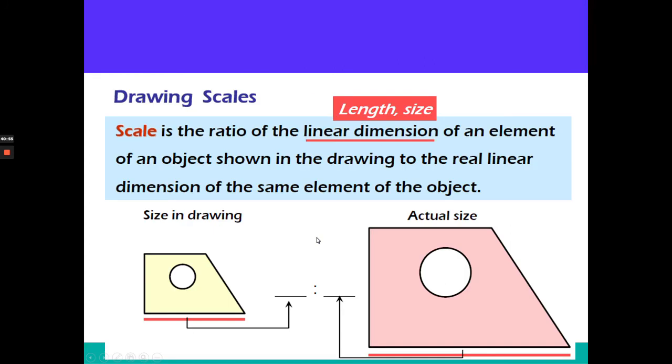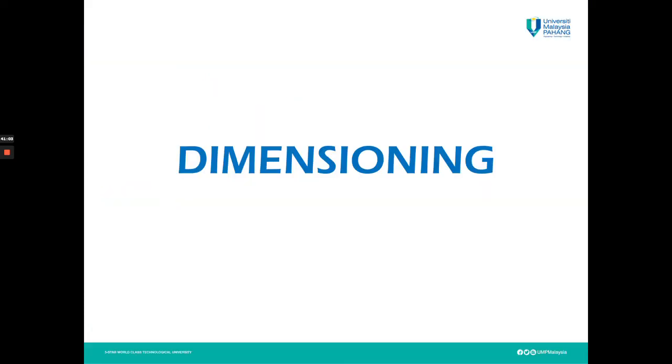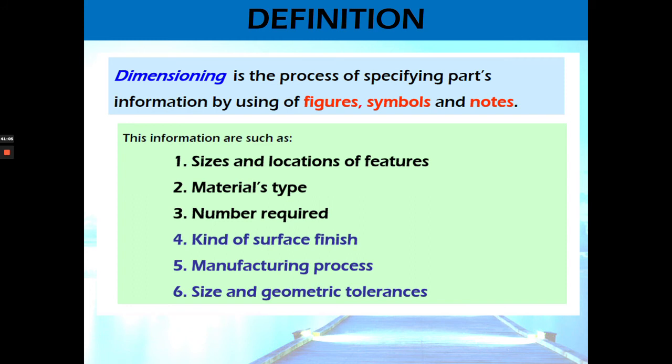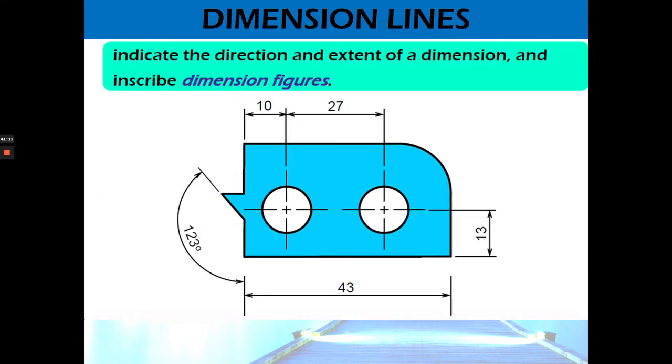Do this, okay? And then the scale is the ratio. This one is the drawing scale, which I talked about previously. So I'm going to remove that. I'm going to skip that one. The dimension I'm also going to skip.